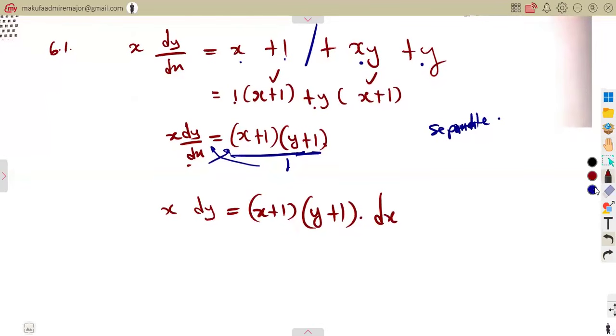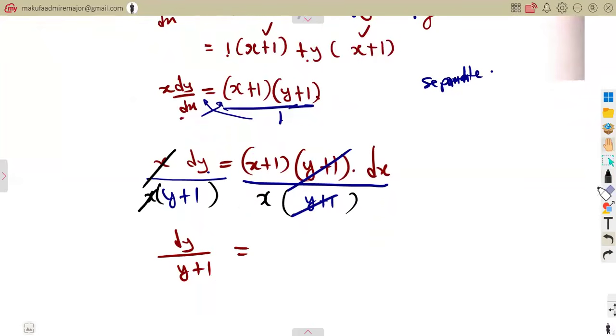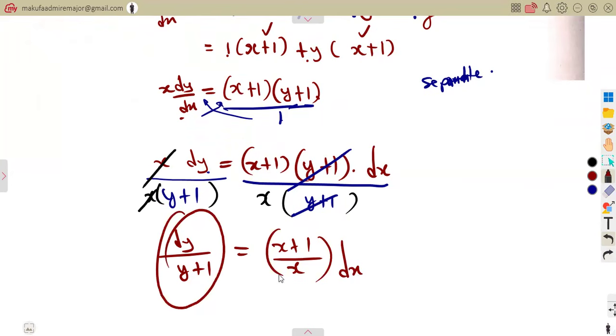So how can we separate the part of dx to x, the part of y to y? There is a product, so you're going to divide by y plus 1 so that it goes to the y side. So dividing by y plus 1, this side is going to be dy over y plus 1. But there is x here, so you need to divide by this x to remove it. So you divide by x so that this can cancel. And on the other hand, you will be having x plus 1 over x dx.